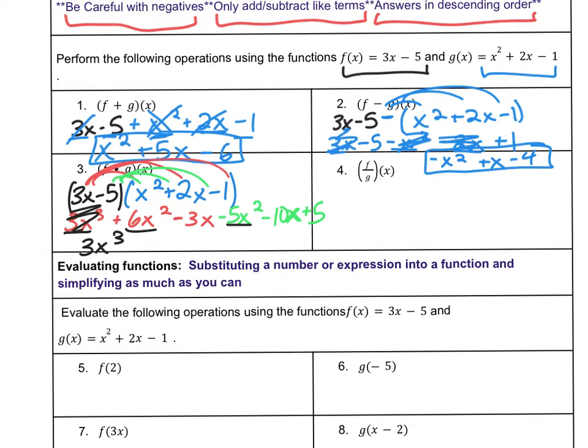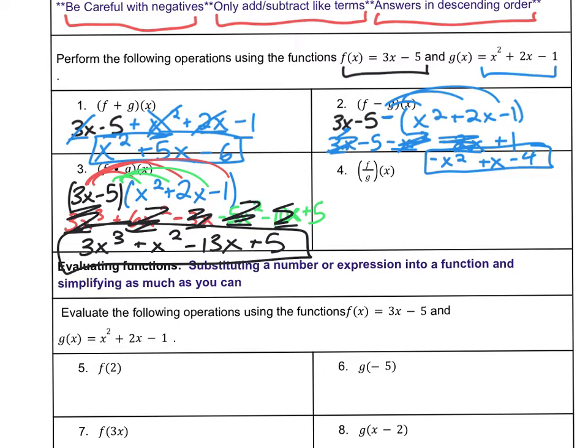I have 6x squared minus 5x squared, which is just going to be a +1x squared. I have a -3x minus 10x, which is -13x. Good. And a +5 at the end. And that is my answer. I cross things off as I go just so I don't write them twice. It's a good habit to get yourself into if it helps you as well.